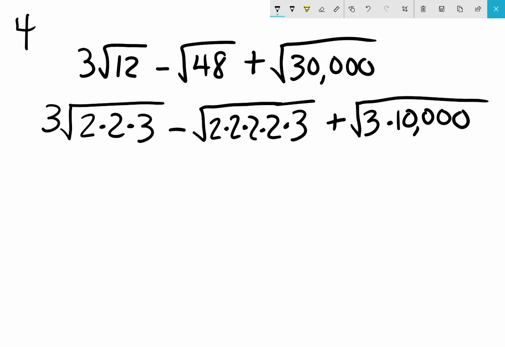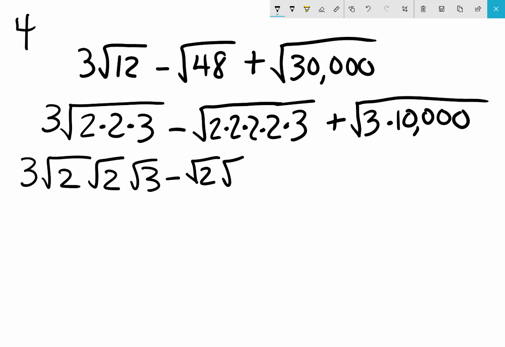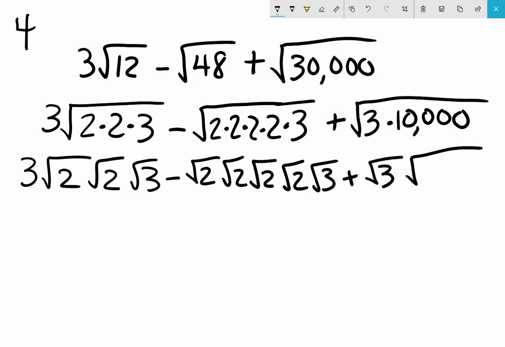All right, first of all, we're going to use the rule that tells us that the square root of a product is equal to the product of the square roots. So I can rewrite this as 3 times the square root of 2 times the square root of 2 times the square root of 3. I can write this as square root of 2 times square root of 2 times square root of 2 times square root of 2 times square root of 3. And then over here, square root of 3 times the square root of 10,000.